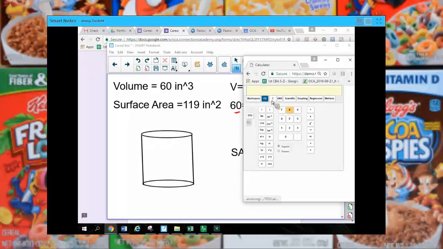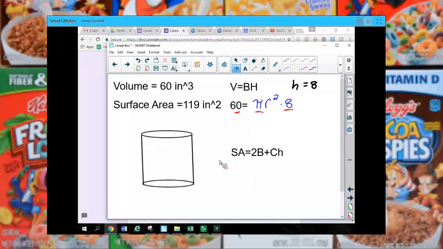So I want to find r. I'm going to take the square root of that answer to get approximately 1.55. So 1.55 inches equals r. And as I said, I selected the height of 8. Just my choice. Now, what we're interested in is, did this reduce the surface area?